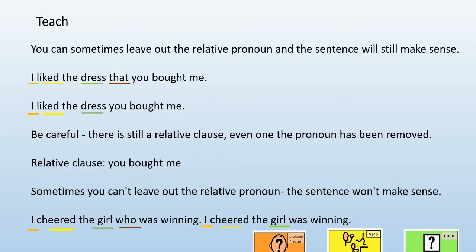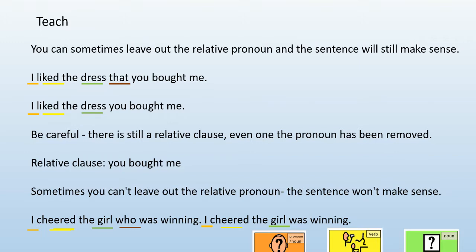You can sometimes leave out the relative pronoun and the sentence will still make sense. I liked the dress that you bought me. Or you can say, I liked the dress you bought me. Be careful. There is still a relative clause, even once the pronoun has been removed. The relative clause here is you bought me. That is the extra information.